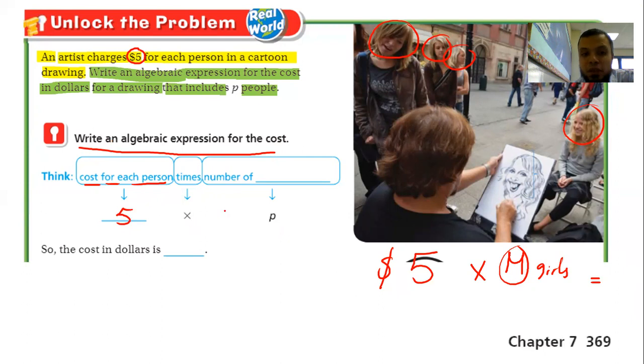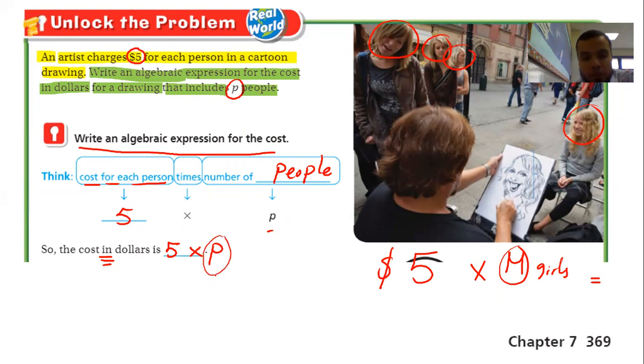Okay, times number of people. That's right, P. And here he said P people. So the cost in dollars, in. Do you remember the word in? In means what? Multiply. That's right. In means multiply. 5 multiply P. 5 multiply P. This is the answer.